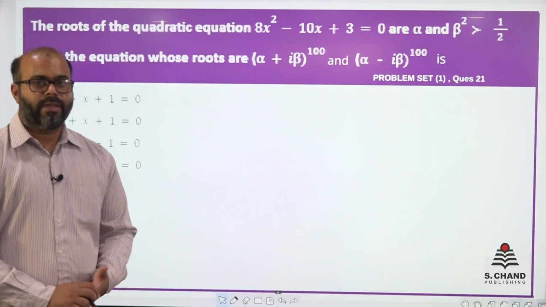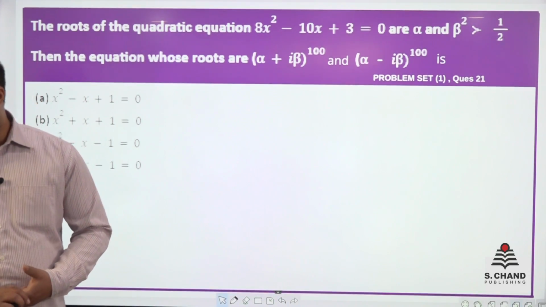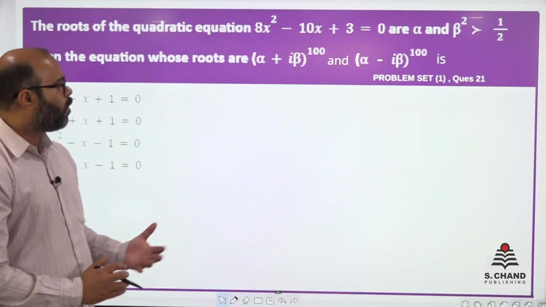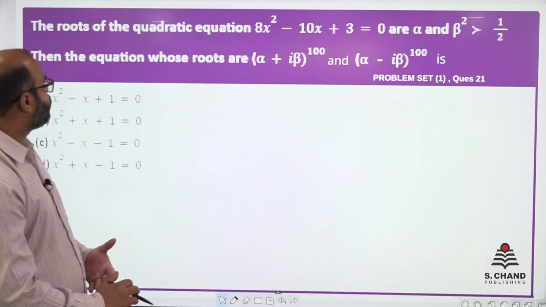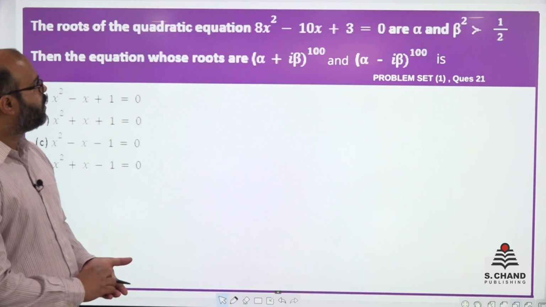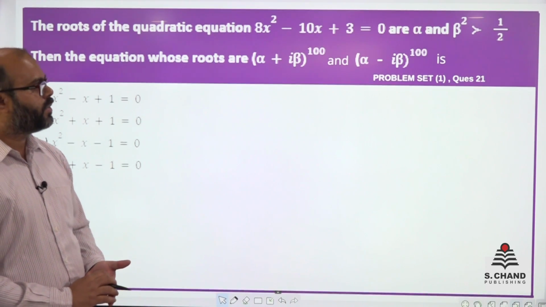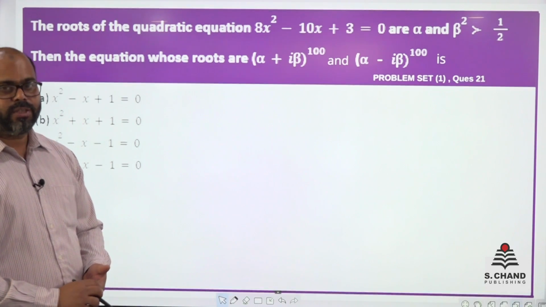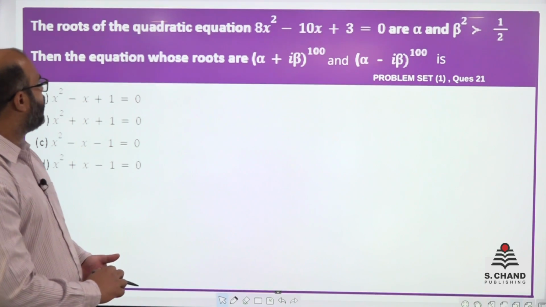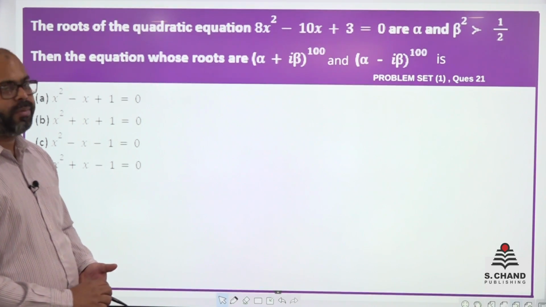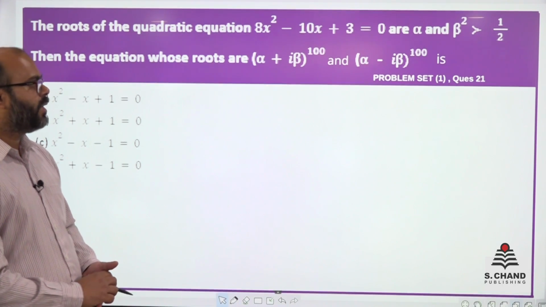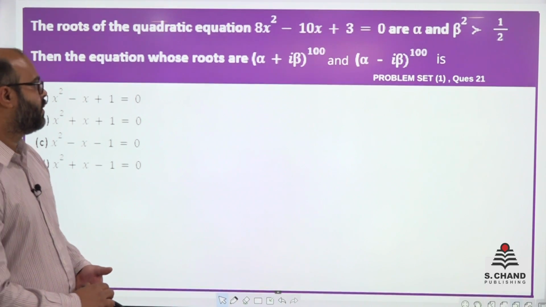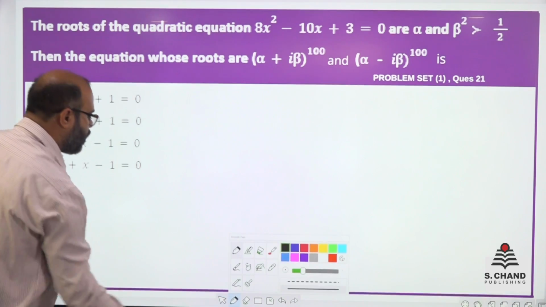Okay. Now let us come to some of the questions of quadratic equations. The roots of the quadratic equation 8x square minus 10x plus 3 is equal to 0 are alpha and beta square, where beta square is greater than half. Then the equation whose roots are alpha plus iota beta to the power 100 and alpha minus iota beta to the power 100 is. So let us see.